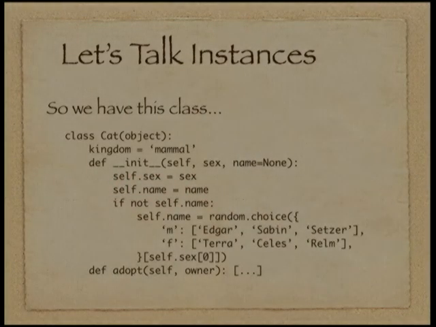So let's say that we have this class. I'm going to show it very quickly, but it's a class to represent a cat. Cats have a sex, male or female. They hopefully have a name. We know that they're part of the mammal kingdom, and there might be some things that you can do with a cat. If you're an animal shelter, you could adopt the cat out to an owner.